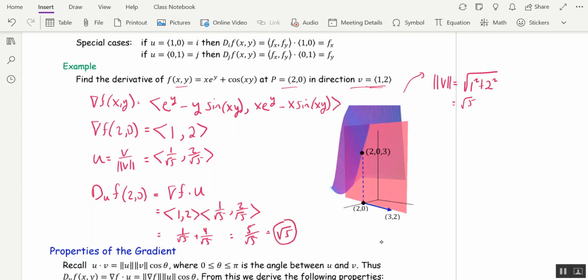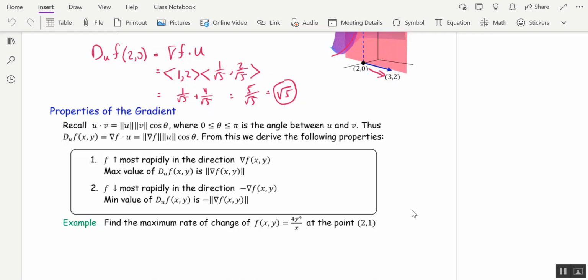So geometrically what we've done is we've taken a plane, a vertical plane that goes in the direction of v, and we've sliced the surface with that plane. It forms a curve, and at the point 2, 0, 3, the slope of the tangent to that curve is root 5.